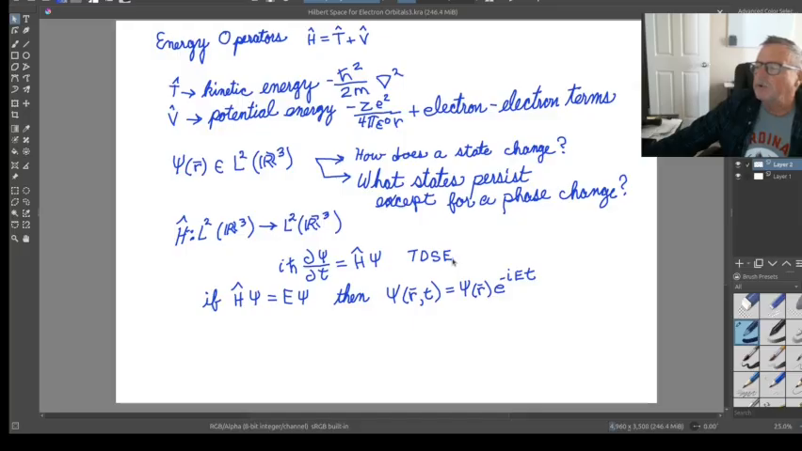Okay, if that's true, well then what about this effect? If we take the Hamiltonian operator and operate on this state, then we should be able to come back with the energies. This is the Schrodinger equation for sure.